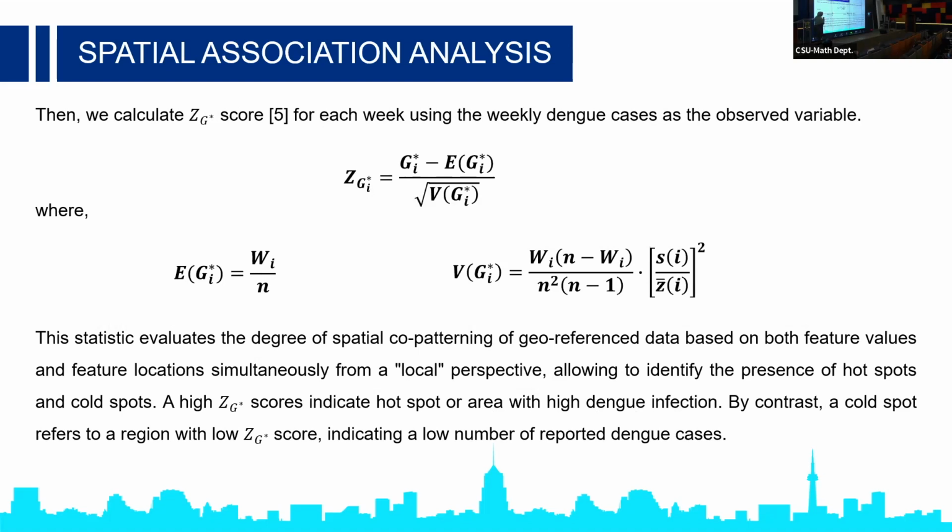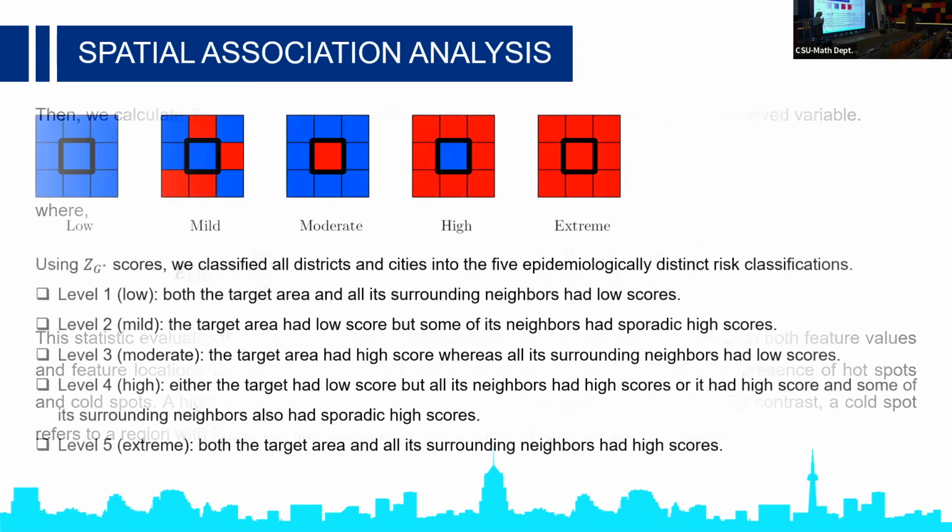This statistic value evaluates the degree of spatial co-patterning of georeferenced features' locations simultaneously from a local perspective, and a high G star score indicates a hotspot, or an area with high dengue infections. By contrast, a cold spot refers to a region with a low G star score, indicating a low number of reported dengue cases.